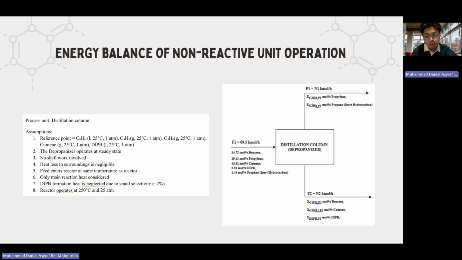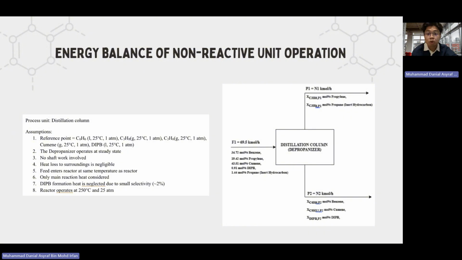Another simplifying assumption is that the feed stream enters the reactor at the same temperature as the reactor operating temperature, which eliminates the need to account for additional heating or cooling of the feed. For the energy balance calculation, only the main reaction heat is considered, which corresponds to the formation of cumene from benzene and propylene. The formation of diisopropyl benzene or DIPB is neglected in the heat calculation because its selectivity is very small, approximately 2%, and therefore its effect on the total energy balance is minimal.